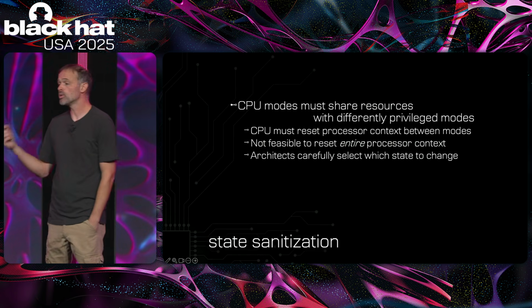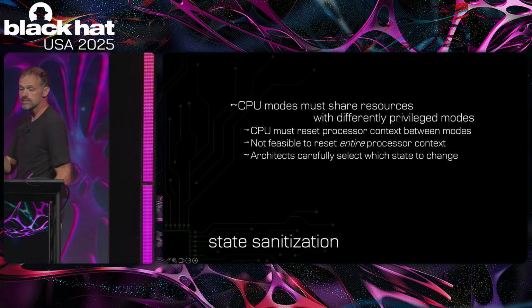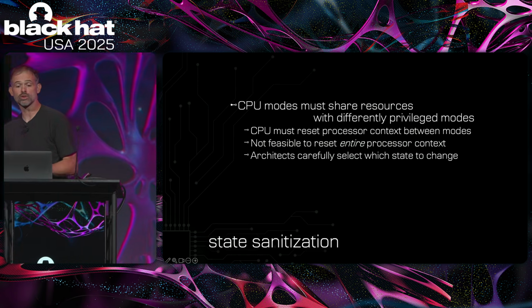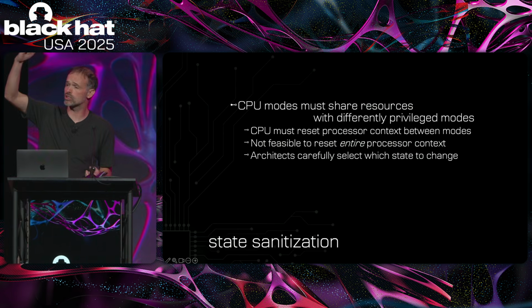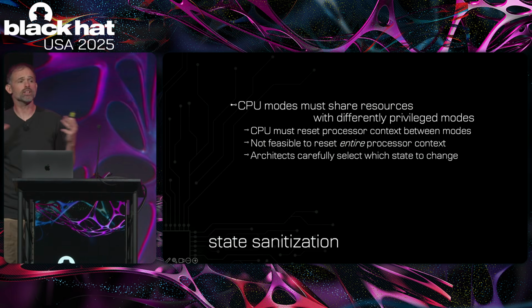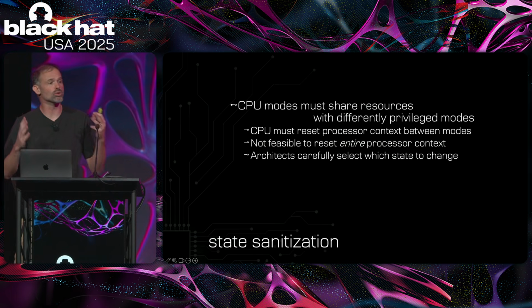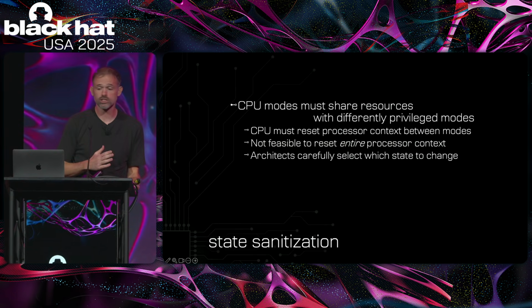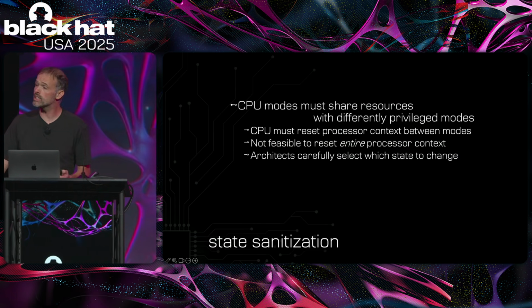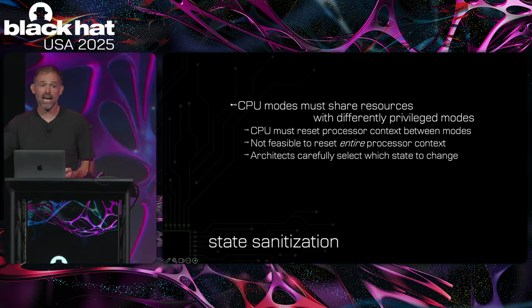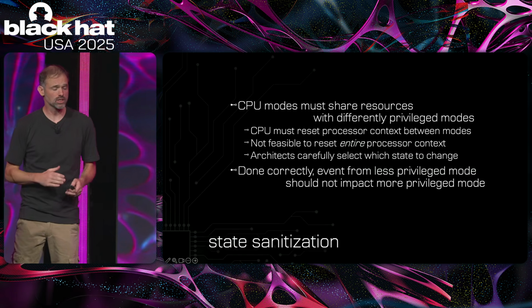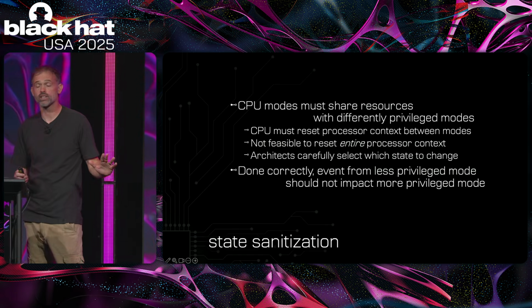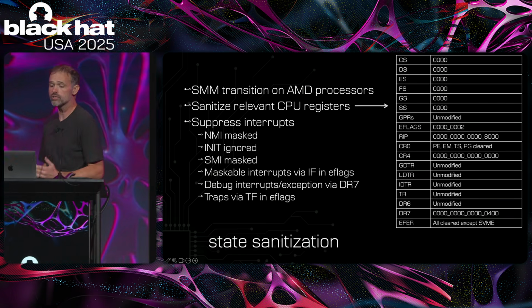In moving forward here, one thing that's critical to realize is that CPU modes have to share their resources with differently privileged modes. Ideally, if you're going from user land to kernel space, you'd love it if you could just reset the whole CPU register state and start over from scratch. That's not really feasible when there's thousands of registers. So architects have to really carefully select which registers they change on a mode switch and which they can leave the same for efficiency. If you do that correctly, everything will work fine, but it's pretty hard to do correctly.